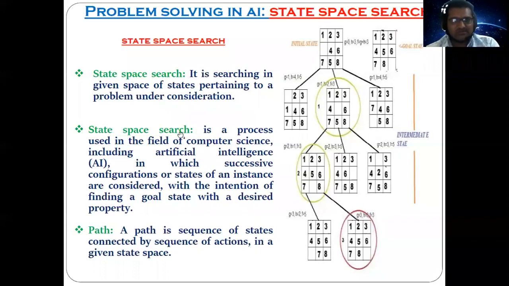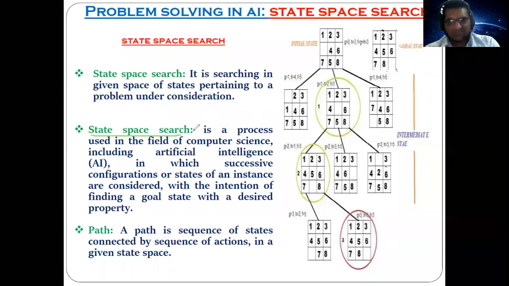I hope all of you got the concept of state space search. As I said, artificial intelligence as a problem solver solves the problem using various kinds of techniques, and one of the techniques is called the state space search. Under the state space search, we are going to see two different kinds of searching methodology. That will be next time.